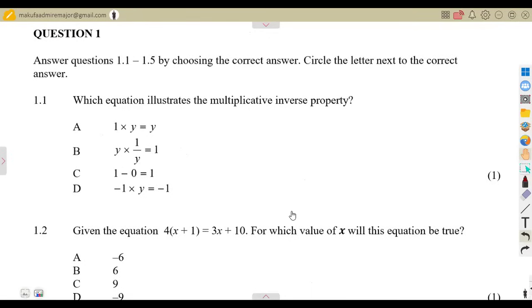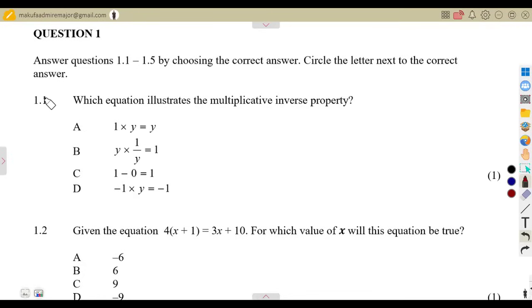Okay, question number 1. We are given the instruction for question 1.1. Follow the instruction that you are given. You are told here to answer 1.1 to 1.5 by choosing the correct answer, just choosing the correct answer. Circle the letter next to the correct answer. You're supposed to circle it.